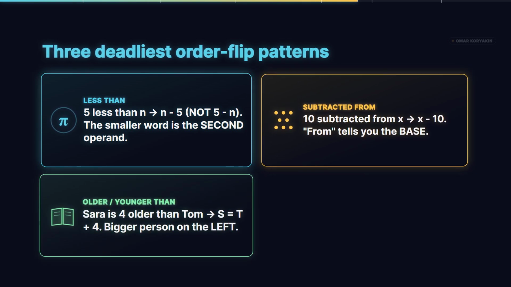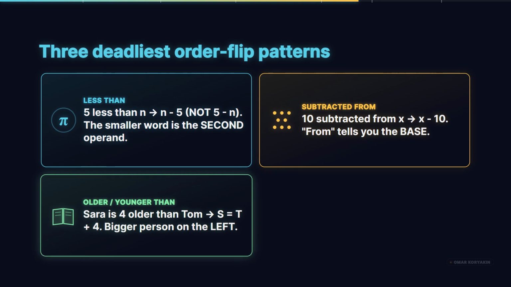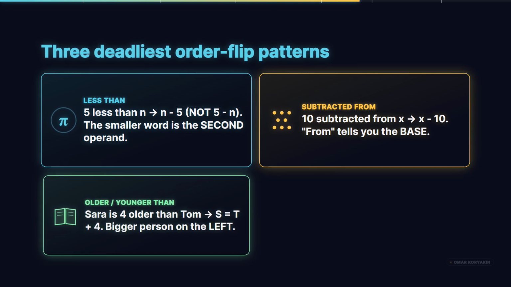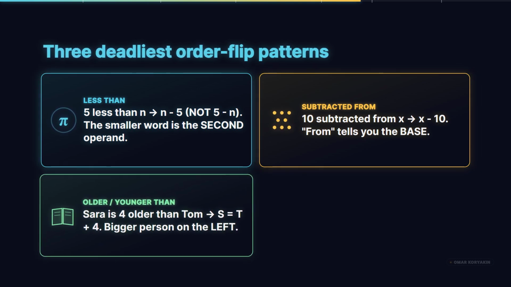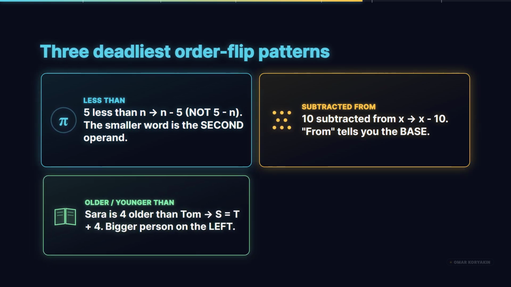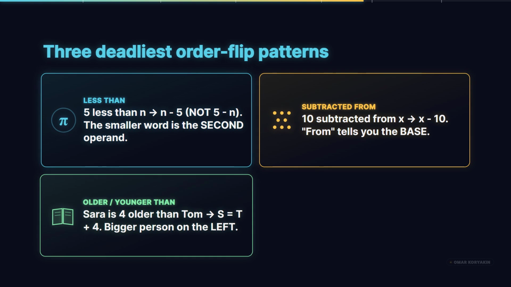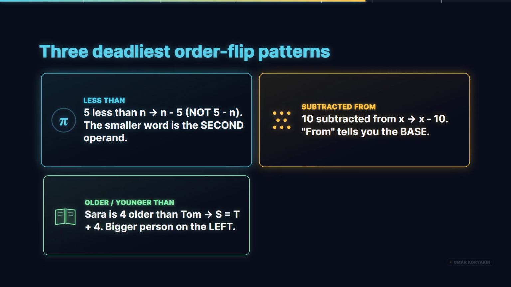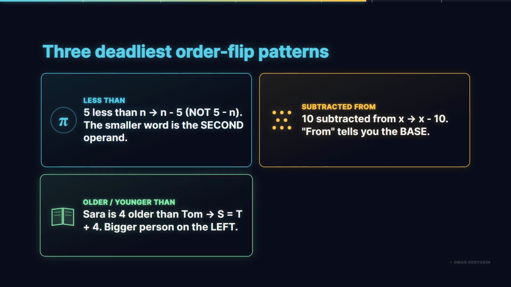"Older than" and "younger than" for age problems. If Sarah is 4 years older than Tom, then Sarah equals Tom plus 4. The bigger person, Sarah, sits on the left side of the equation. The smaller person plus the offset sits on the right. Reading the algebra back as Sarah equals Tom plus 4 immediately matches the original English.